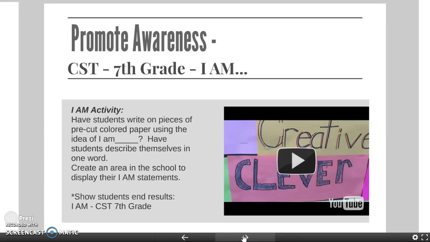What we did then is we posted them in our hall. So as we're walking through, it has a big I am, and it has all this uniqueness and variety, and it's pretty cool. So I'm not going to show the whole thing in the sense it would be too long, but I'm going to give you a little clip of what it looks like.